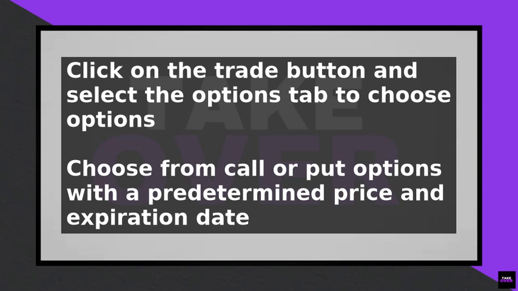To buy a call option, you expect the price of the underlying asset to rise. To buy a put option, you expect the price to fall. The premium is the cost of the option, and it will be deducted from your account balance.